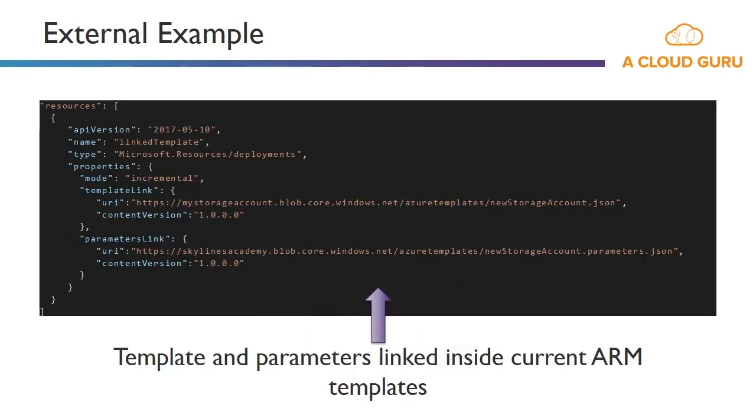From an external example, very similar, but if we look at our properties section at the bottom there, we have a template link to a URI where we've located our next template. So in this case, I've got a new storage account.json template stored in blob storage there. And then I've also chosen to use my parameters as another external link. So I'm referencing an external parameters file as well. So pretty good stuff from a linking and ARM management perspective.